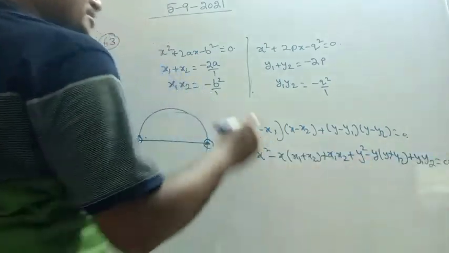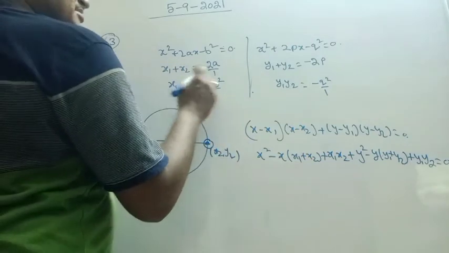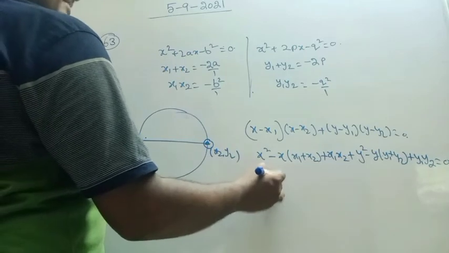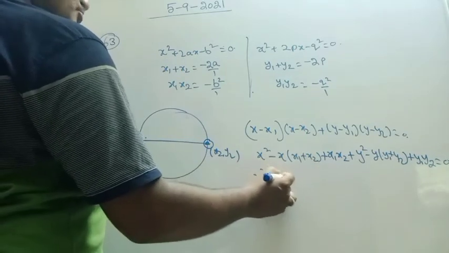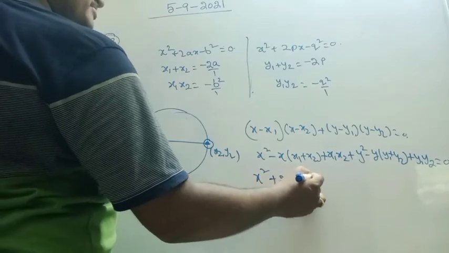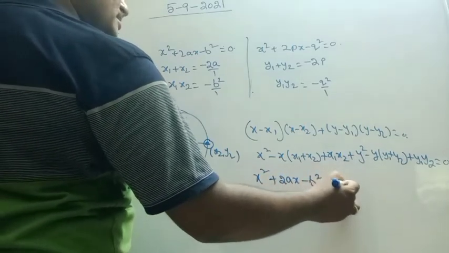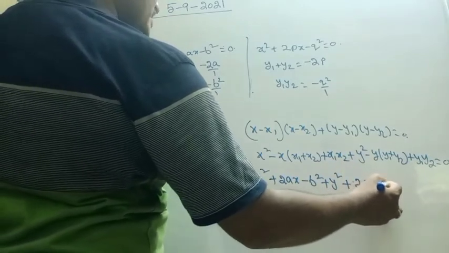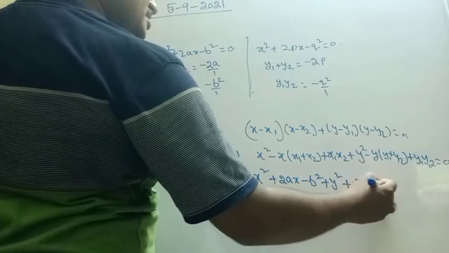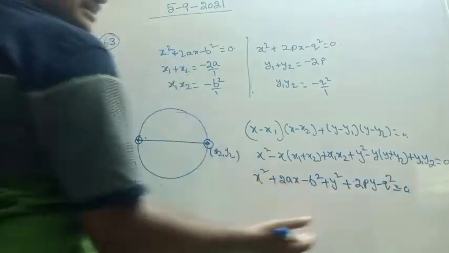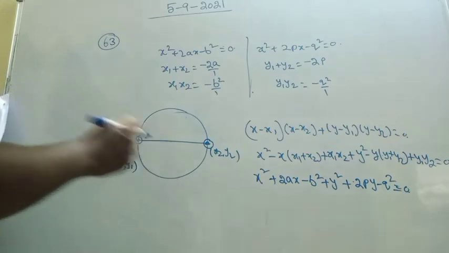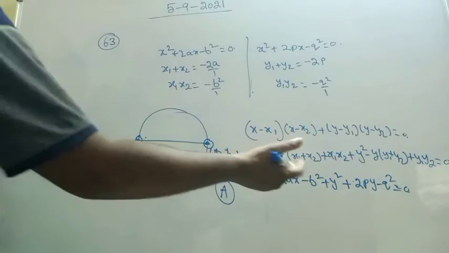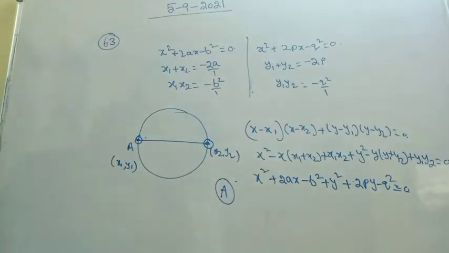You know x1 plus x2 and x1 x2, you just put them here, my dear students. Then you will get x square minus x into x1 plus x2, which is 2ax, and x1 x2 is minus b square, plus y square minus y into y1 plus y2, which is 2py, minus q square is equal to 0. Now you have the circle, and you can find the radius from this circle. That answer is given by option A. You can easily find the radius from this given circle. Like this we can do this problem.